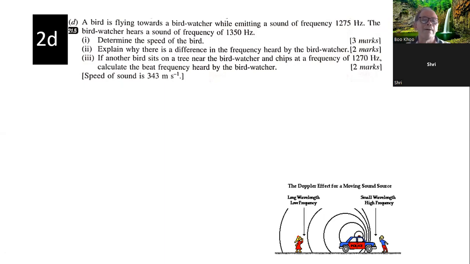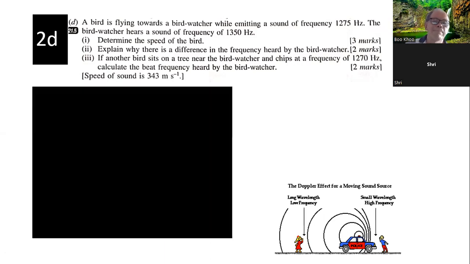Oh, you need to determine which one is the source and the observer first. So in this case, what is your V naught? The observer is the bird watcher. The bird watcher is not moving, so the source of the sound is the bird. So what is your V naught?